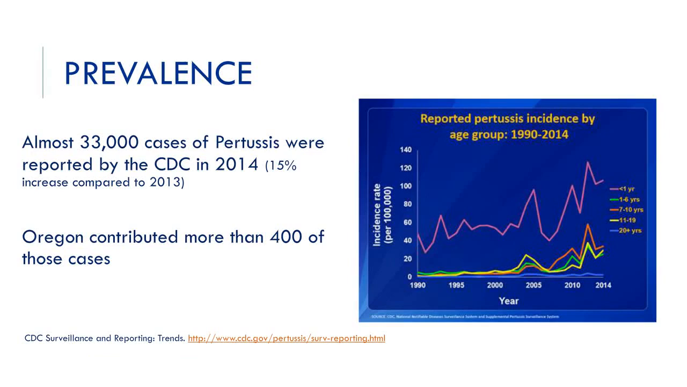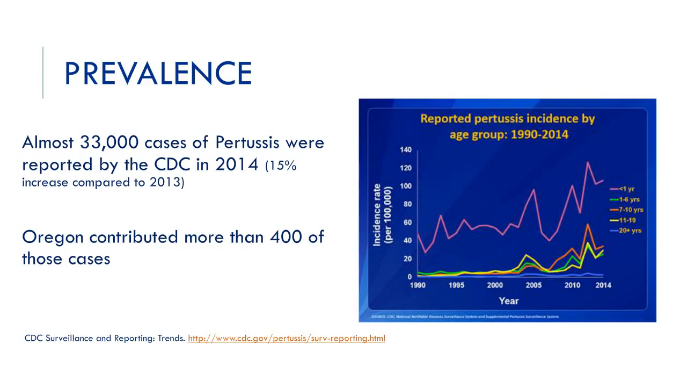In 2014, there were 33,000 cases of pertussis that were reported from the United States to the CDC. And this was a 15% increase compared to the year before in 2013. And Oregon, which is where I am located, contributed more than 400 of those cases in 2014. So a little over 1% of those cases came from Oregon.